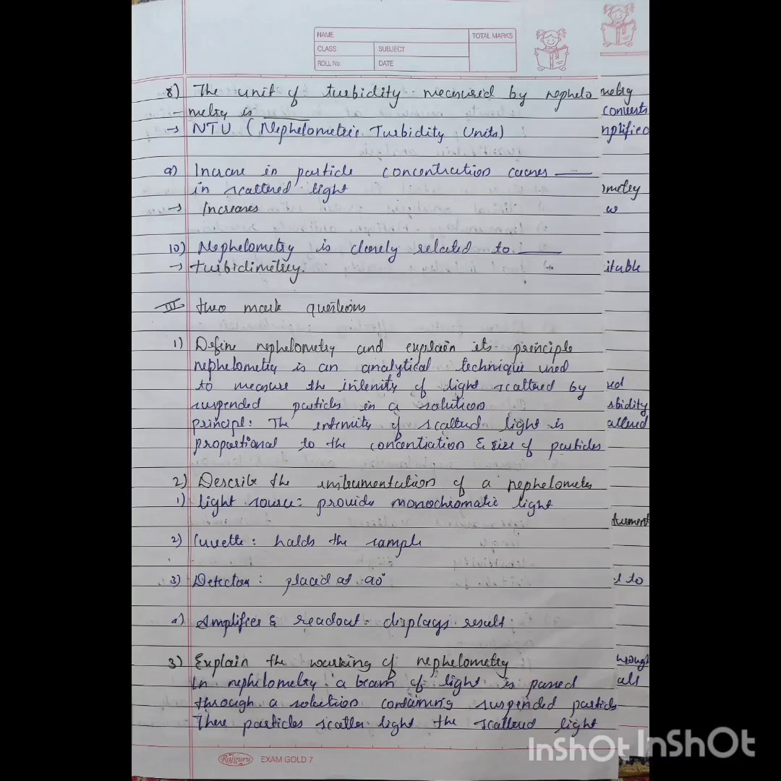Define nephelometry and explain its principle. Nephelometry is an analytical technique used to measure the intensity of light scattered by suspended particles in a solution. The principle is that the intensity of scattered light is proportional to the concentration and size of the particles. And the second one is, describe the instrumentation of nephelometry. The light source provides monochromatic light, the cuvette holds the sample, the detector is placed at 90 degrees, and the amplifier and readout display the result.